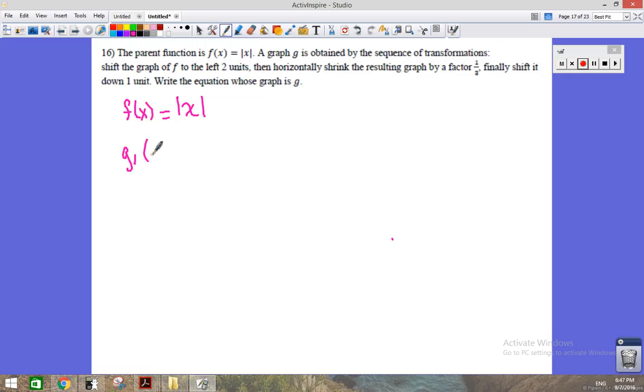If I apply this one at a time, the first transformation says to shift the graph of f to the left 2 units. I know that shifts left and right are bizarre in their behavior. To the left is actually x plus 2. So if it were just that alone, it would be the absolute value of x plus 2.